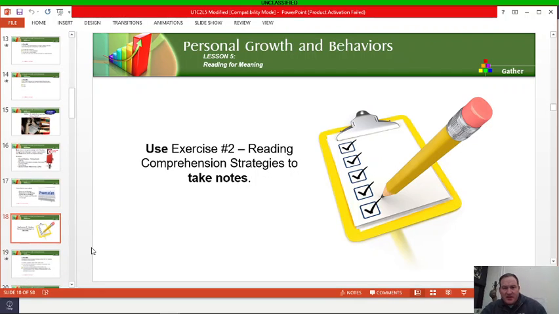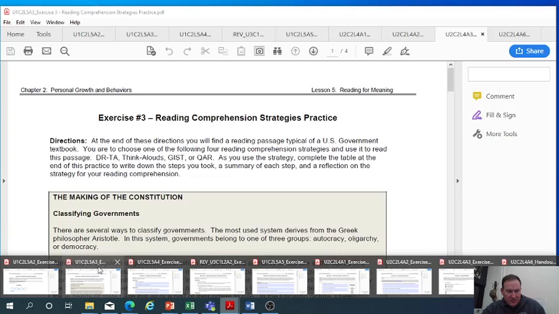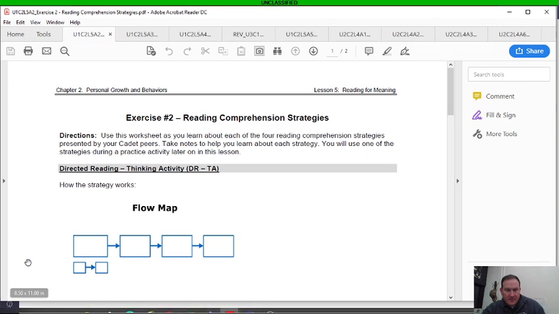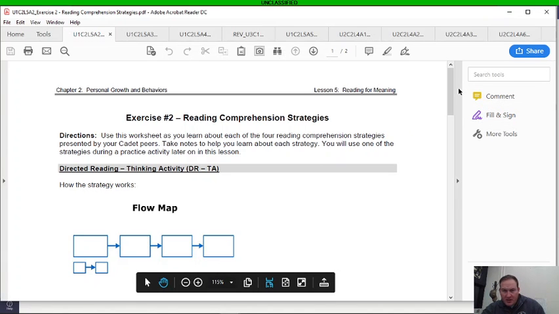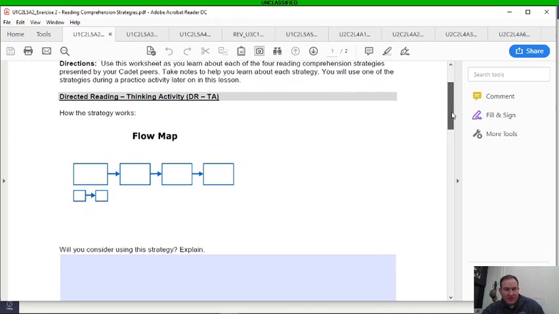Okay, exercise 2, reading comprehension strategies to take notes. So let's go find where that one is at. Here we go. Reading comprehension strategies. Again, you just read about those, did not have them presented by your peers, but you know, you'll have to look at each one.